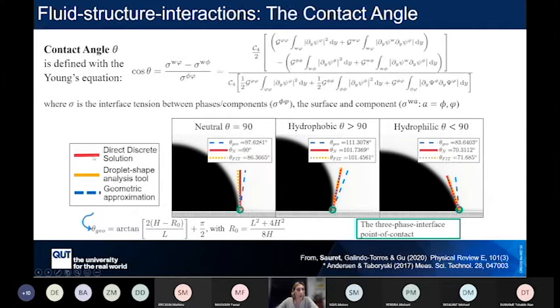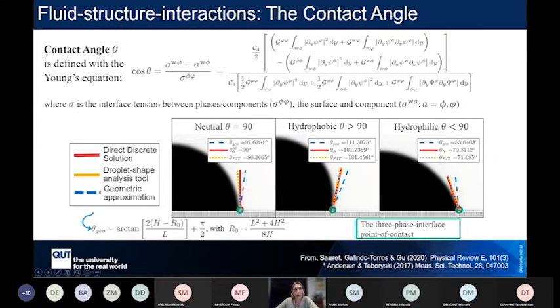Our discrete solution is in red, and we compared it against a geometric solution that is obtained from this relationship at the bottom. We also compared against a droplet shape analysis tool that is used in experiments. What we can see is that for the neutral case, we retrieve perfectly the 90 degrees as expected, and we fit pretty well with the analysis tool that we used.